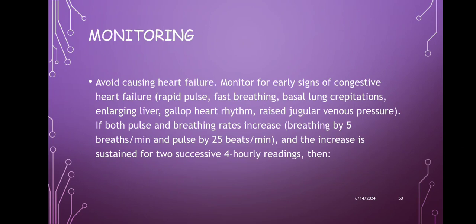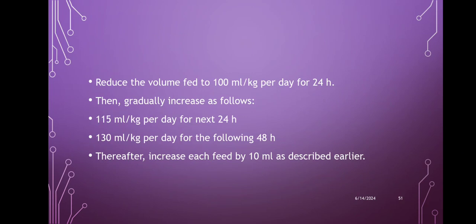So for monitoring, you need to avoid causing heart failure. Monitor for early signs of congestive cardiac failure such as a rapid pulse, fast breathing, basal lung crepitations, enlarging liver, gallop heart rhythm, and raised jugular venous pressure. If both pulse and breathing rates increase, breathing by 5 breaths per minute and pulse by 25 beats per minute, and the increase is sustained for 2 consecutive 4-hourly readings, then reduce the feed volume to 100 ml per kg per day for 24 hours, then gradually increase as follows: 115 ml per kg per day for the next 24 hours, and then 130 ml per kg per day for the next 48 hours. Thereafter, increase each feed by 10 ml as described earlier.